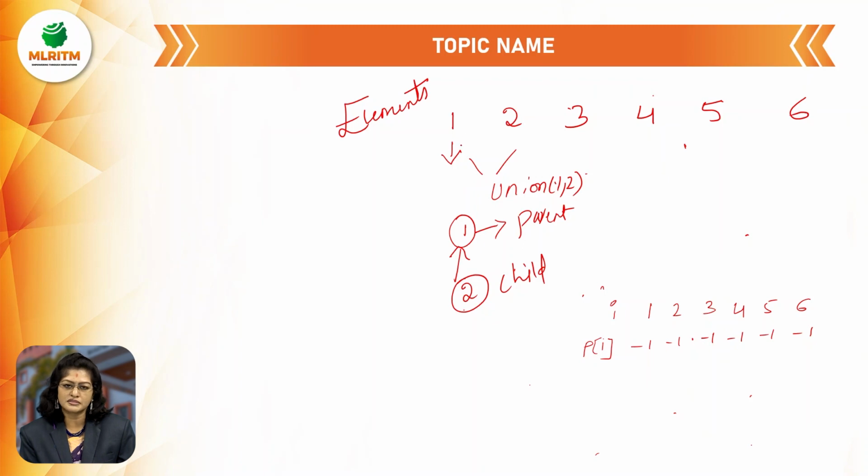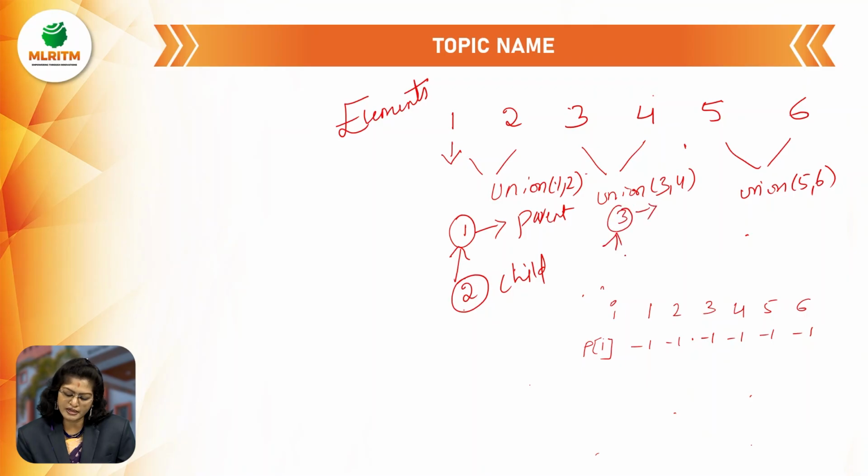Two operations. The first element will be the parent node, and the next element will be your child node. So again you make these two operations. Union of 3 comma 4, and next union of 5 comma 6. So 3 will be your parent and 4 will be your child. 5 will be your parent and 6 will be your child. So this is the process how you need to go.